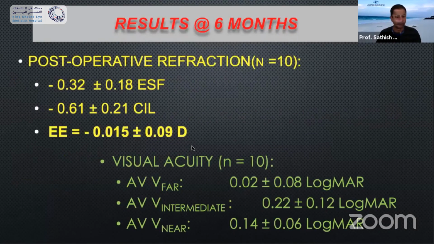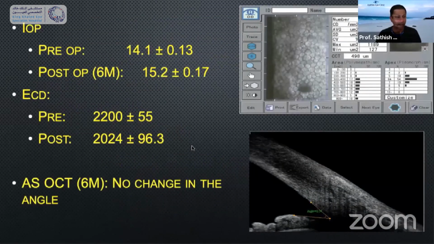That's the postoperative refraction, and at the bottom you can see the unaided distance, unaided intermediate, and unaided near, all very good results, shown in logMAR. There was no change from the preoperative to the postoperative intraocular pressure. Once again, none of these patients required any peripheral iridotomy. And that's the corneal endothelial cell density between the pre-op and postoperative period. Also the anterior segment OCT showed no change to the angle structure.